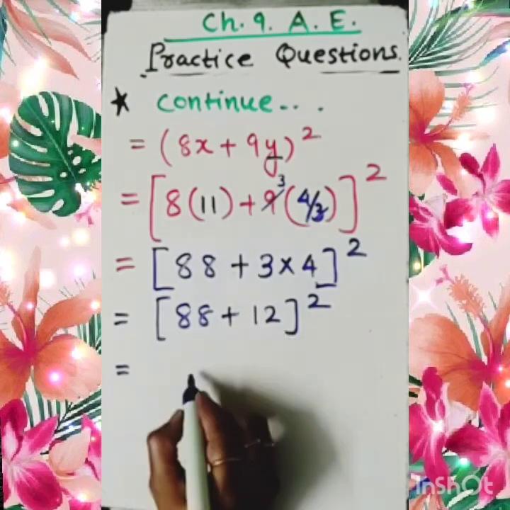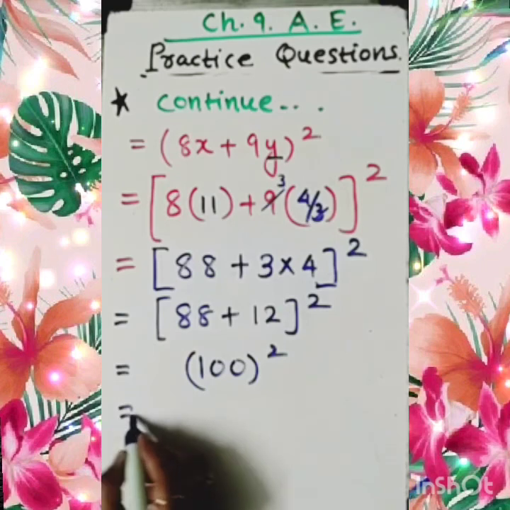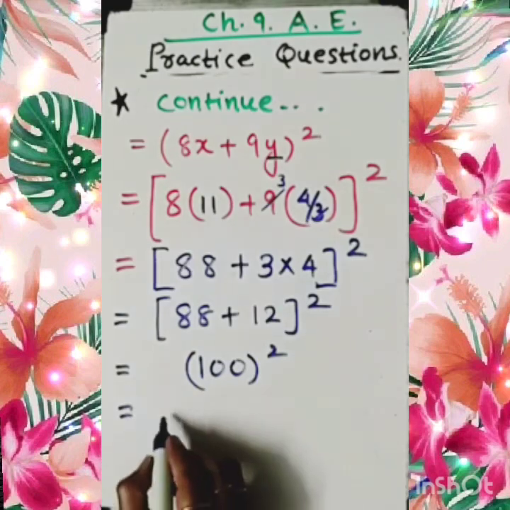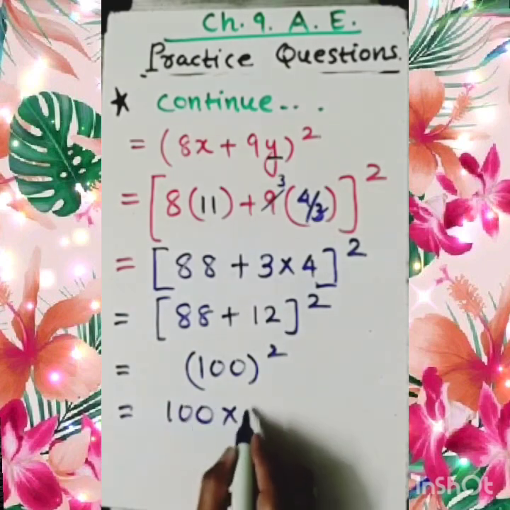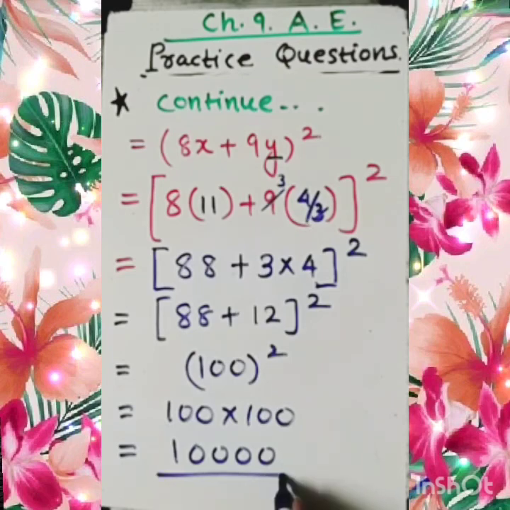88 plus 12 gives the result 100. 100 whole square gives the result 100 into 100. You know, dear student, 100 into 100, that is the square of 100, is 10,000 with 4 zeros. This is the answer of the given question and its solution. All these questions are really very important for the examination purpose. So practice it again and again.